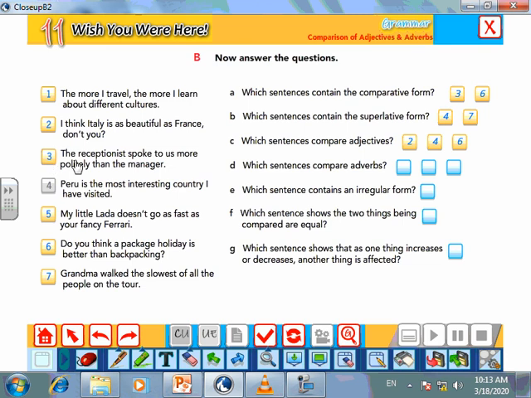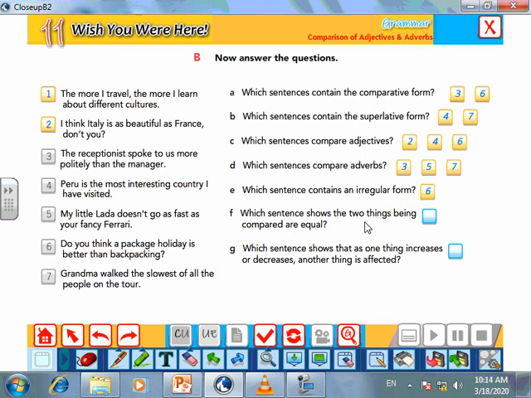3, more politely, and 5, excellent, fast, and we have here 7, okay, which is the slowest of all, okay, walk the slowest, okay. Which sentence contains an irregular form? The irregular one is what? Excellent, very good, is 6, better than.